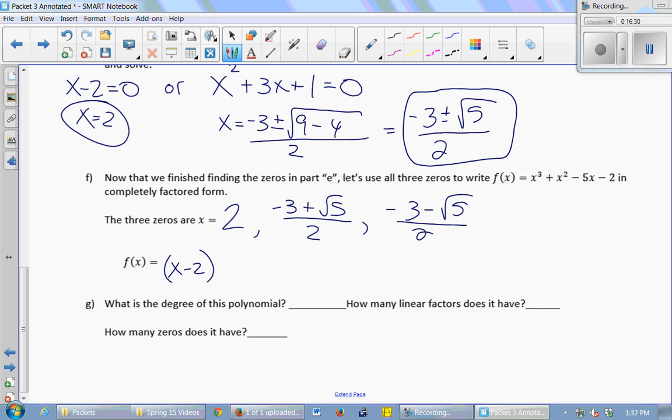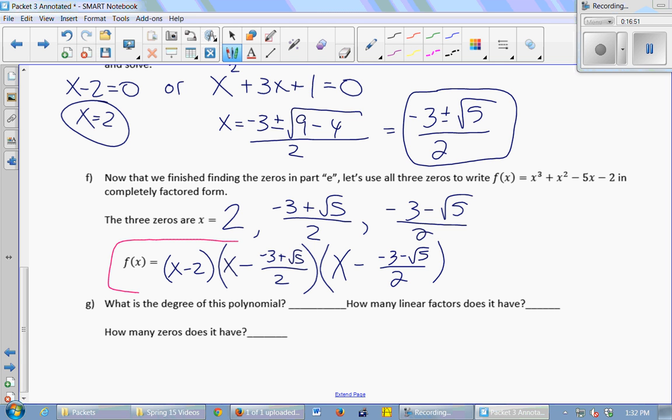If -3 plus root 5 over 2 is a zero, then x minus that monster is a factor. And -3 minus root 5 over 2, if that's a zero, x minus that whole thing is a factor. Exactly. I'm working backwards. I got the zeros first. Whichever one's easier, do that one first, because as soon as you have a zero, you have a factor, or as soon as you have a factor, you have a zero. So whichever one's easier, do that.